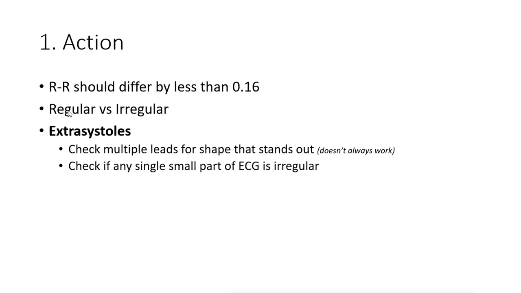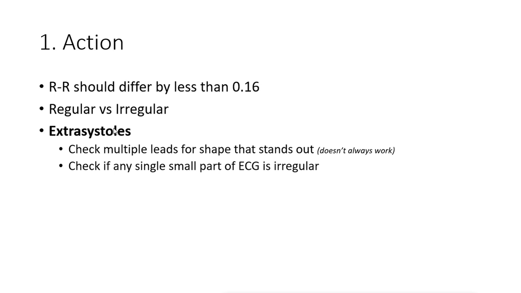So regular versus irregular. Extrasystoles. This might be a topic that you didn't focus on very much. What is an extrasystole? It is some extra beat that is totally not supposed to be there. So you're just walking normally across the ECG, then bam, a beat just pops up out of nowhere.